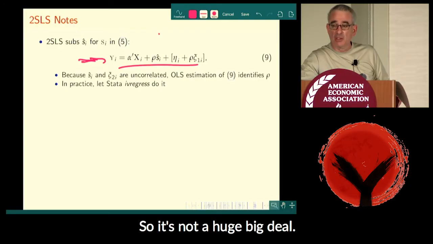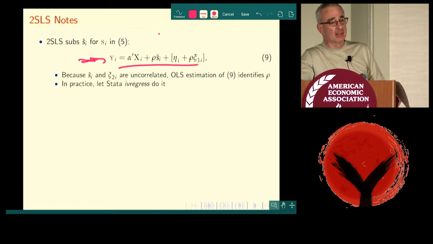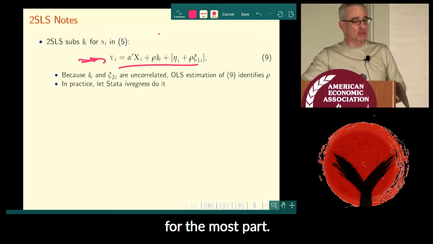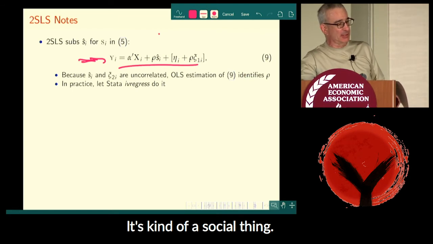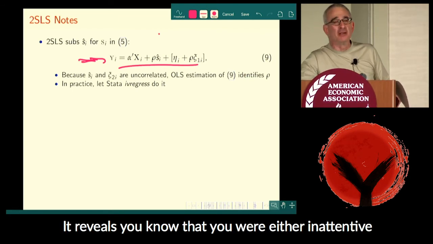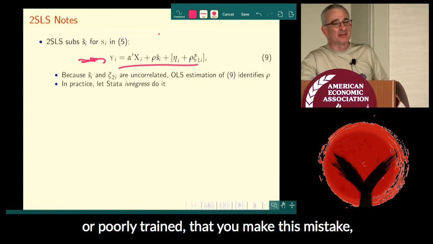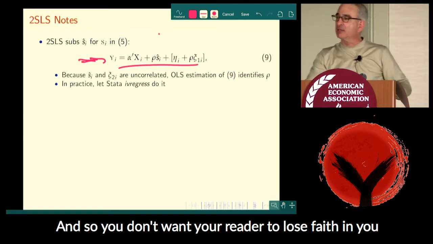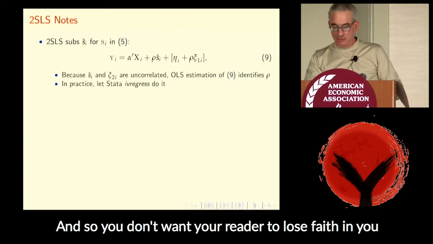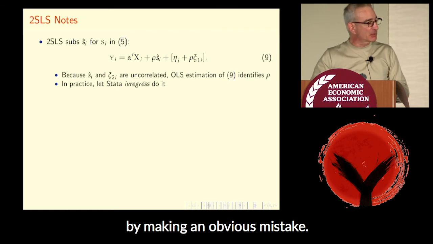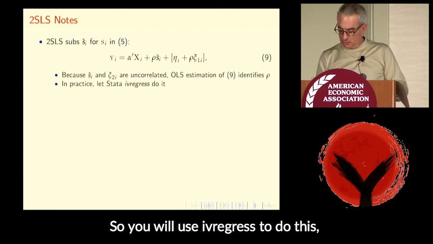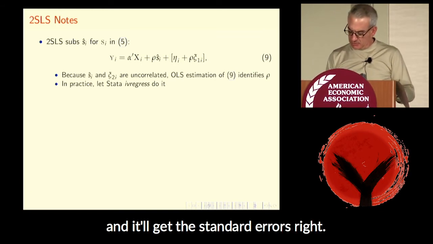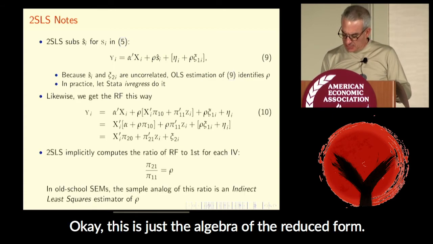Standard errors, right? So it's not a huge big deal. The standard errors won't be wildly off, okay, for the most part. It's kind of a social thing, okay? It reveals that you were either inattentive or poorly trained, that you make this mistake, because it's an easy mistake to fix. And so you don't want your reader to lose faith in you by making an obvious mistake. So you will use IV regress to do this, and Stata, for example, IV regress, and it'll get the standard errors right. Okay. This is just the algebra of the reduced form.